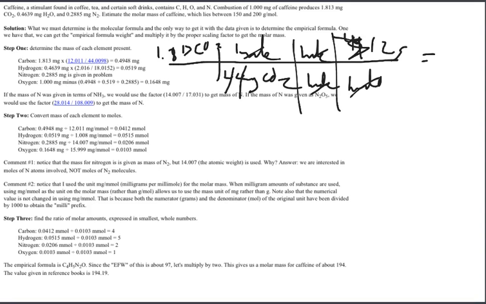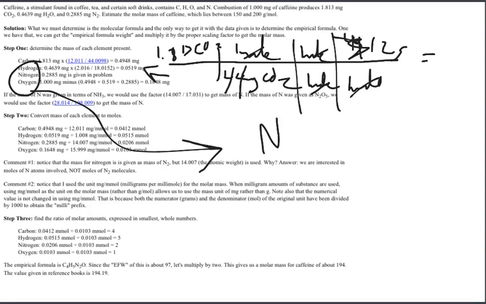So all you really need to do is multiply it by the mass of carbon and divide by the mass of CO2. And that's how they got that 0.4948. All right, they do the same thing here. They're just shortening up the picket fences. Now, nitrogen, let's explain how they got nitrogen.